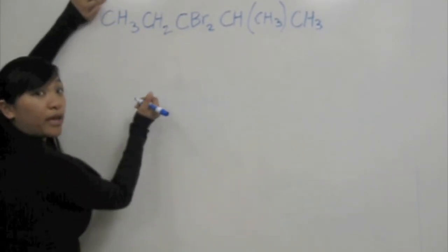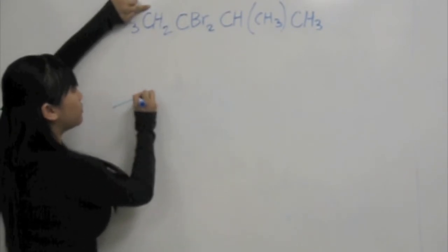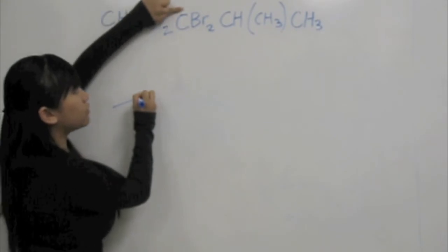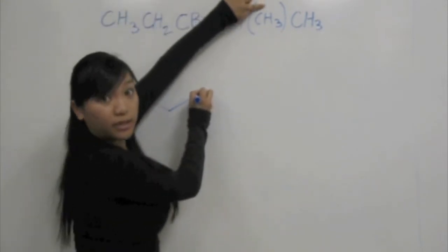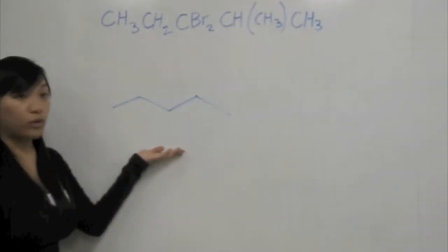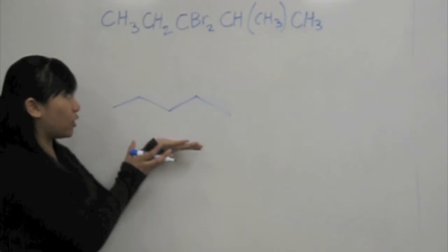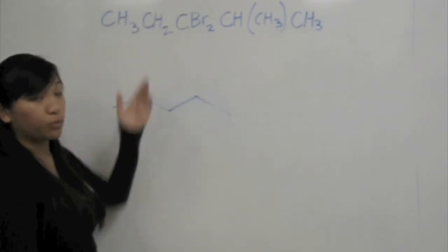Once you set down your pen, it means we have drawn out the first carbon. Once you start moving, we have our second, our third, our fourth, and remember we skipped this substituent right here, and we have our fifth carbon. So now we have this carbon backbone drawn, but on this third carbon, you see we have two bromines.